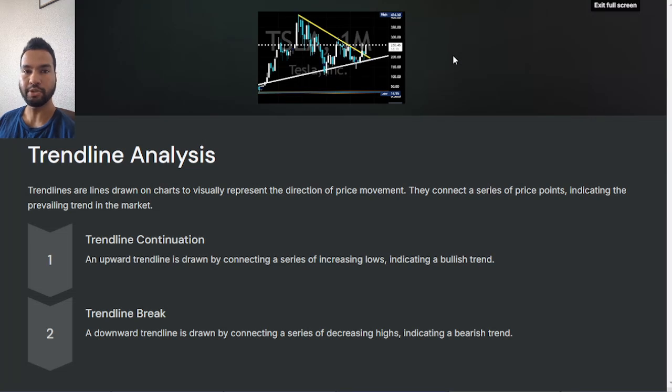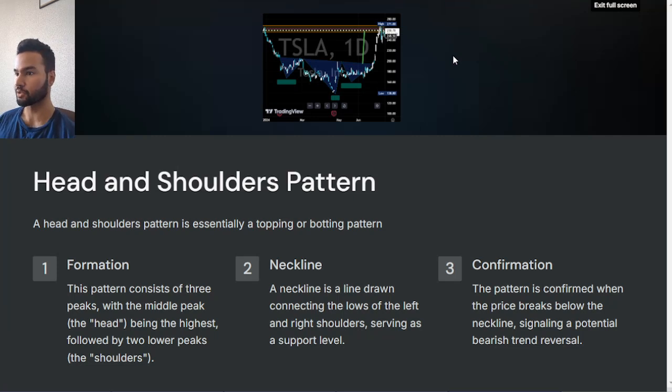The next tool that we use is trend lines. Trend lines are incredibly powerful on the higher time frame chart because they tell us overall in what direction the market is going. So we use them similarly to how we use zones. We look for bounces off of trend lines and we look for breaks of trend lines to enter positions in the opposite direction. The next pattern that we use is head and shoulders.